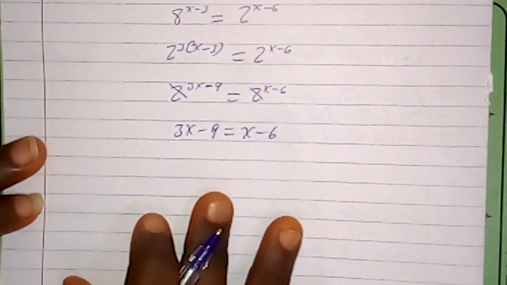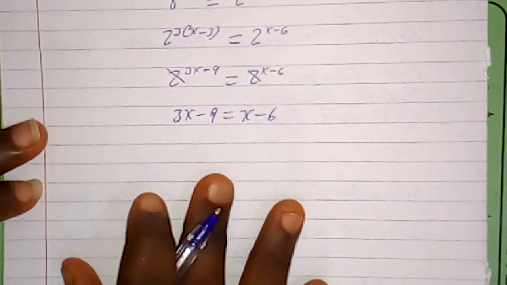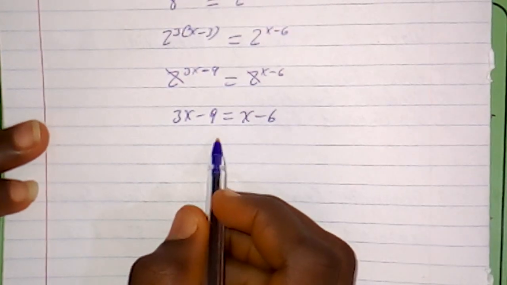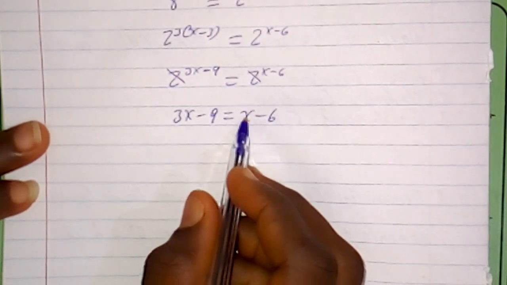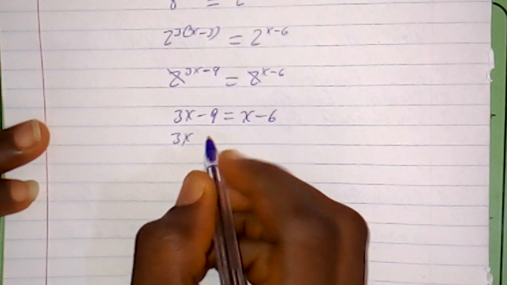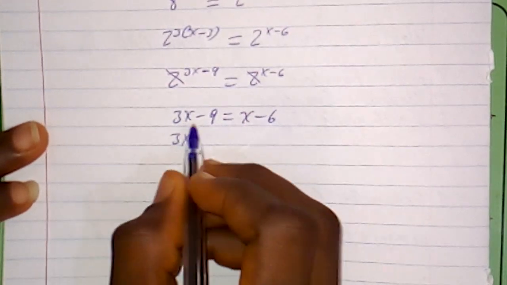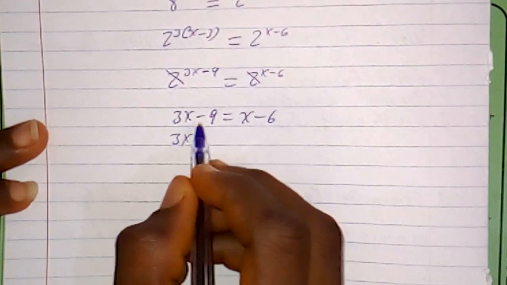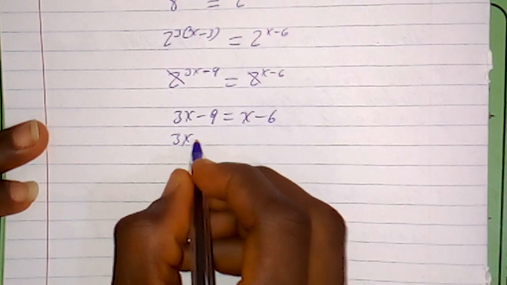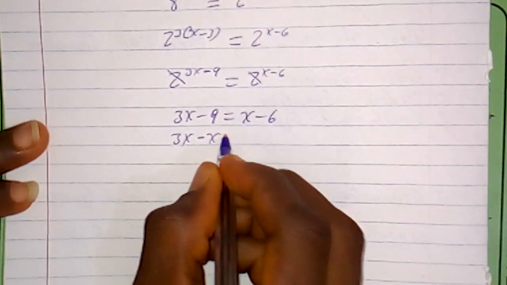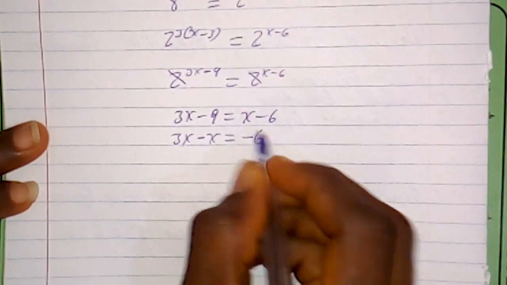Is it understandable? Good. Now we proceed. What are we going to do? We collect like terms, right? So 3x, or we transpose. x should be in one part of the equation, right? 3x, this x will come. It will become now minus x equals to minus 6.